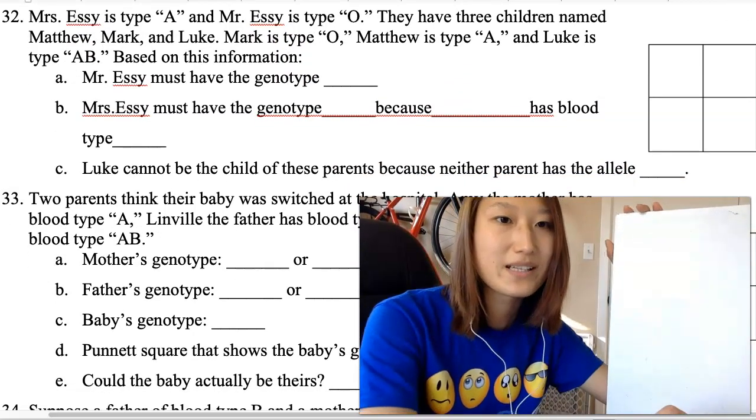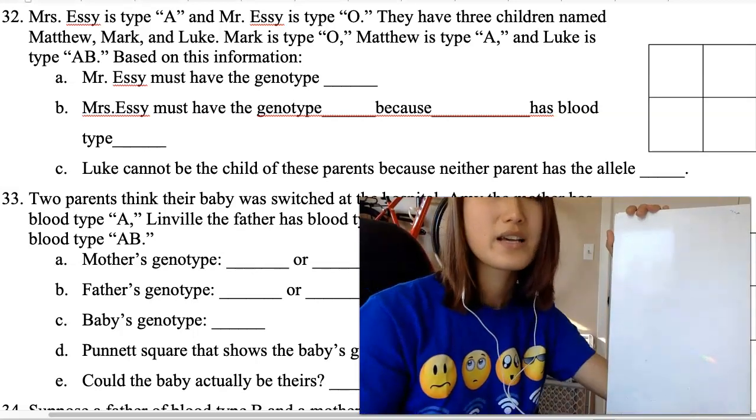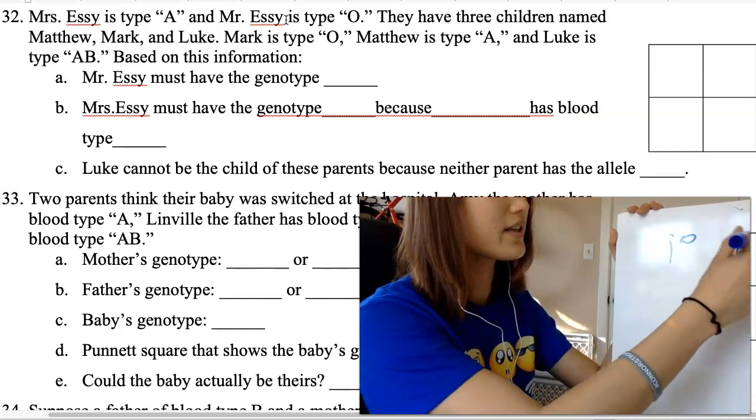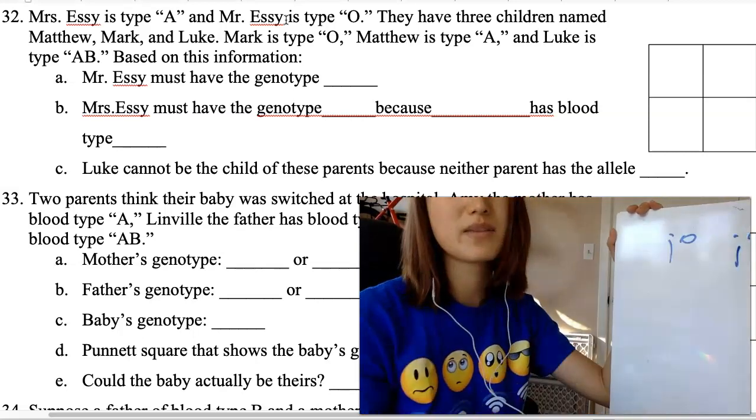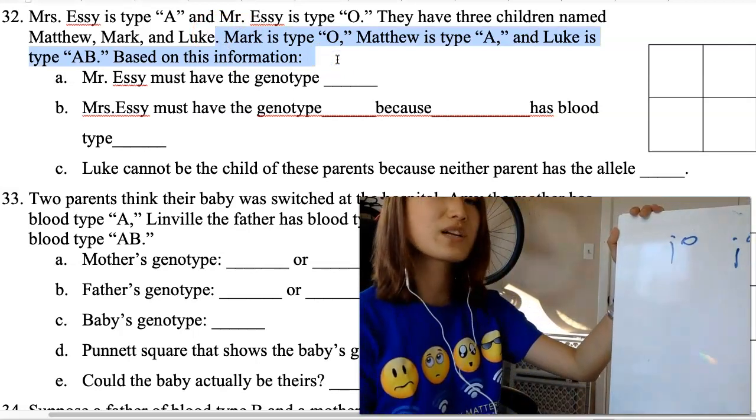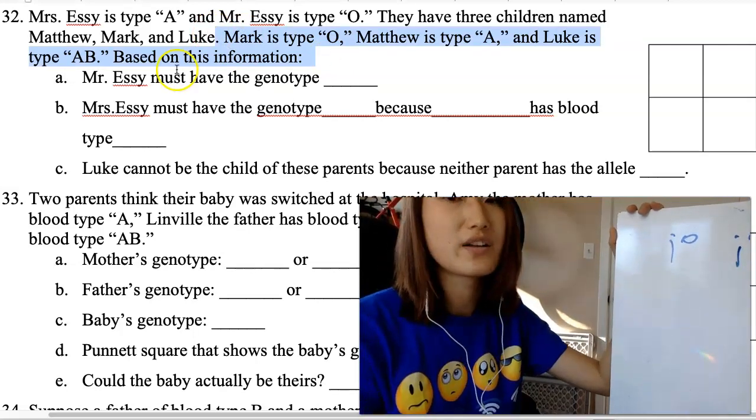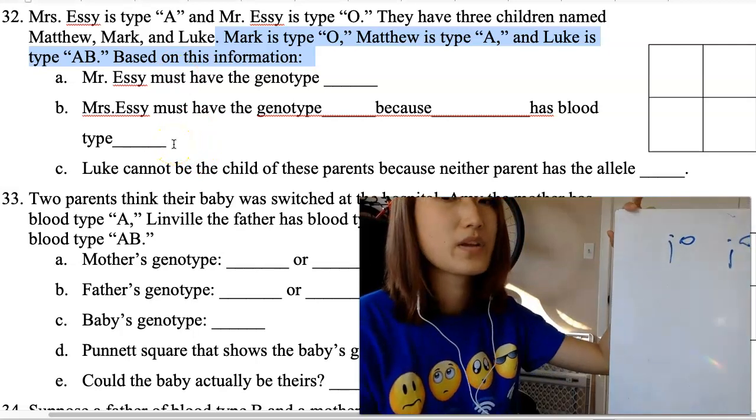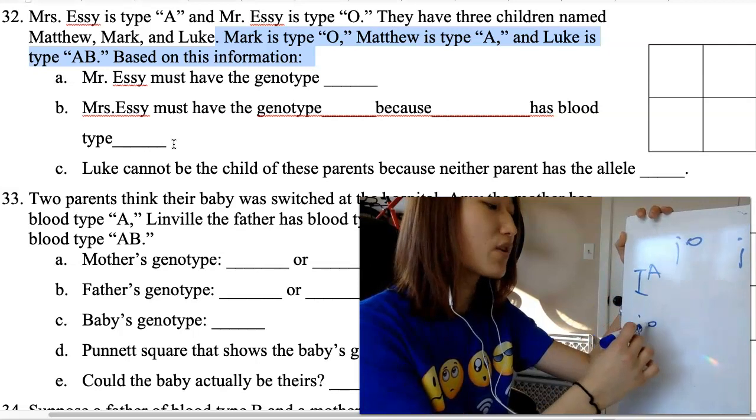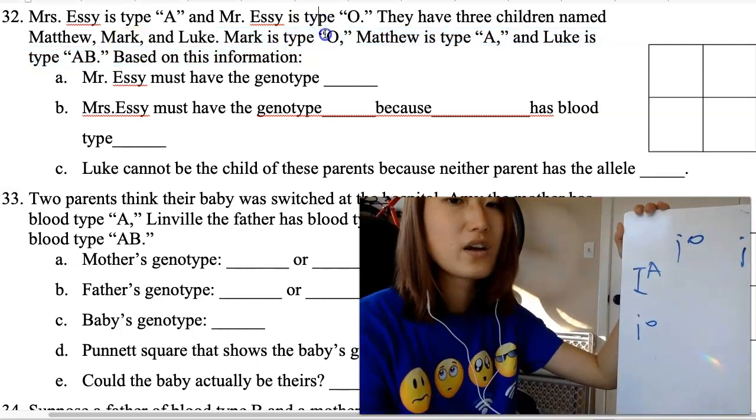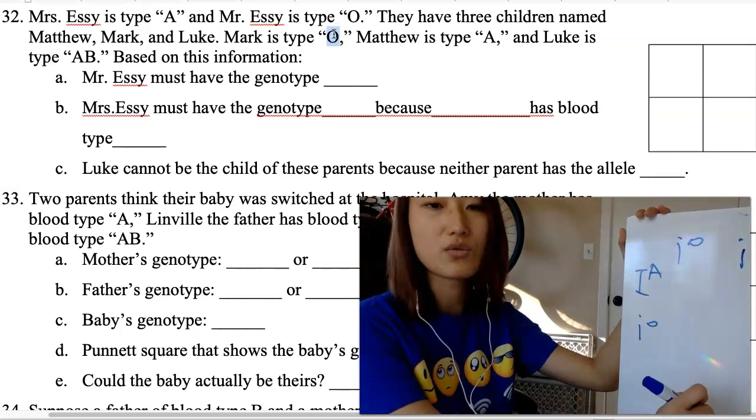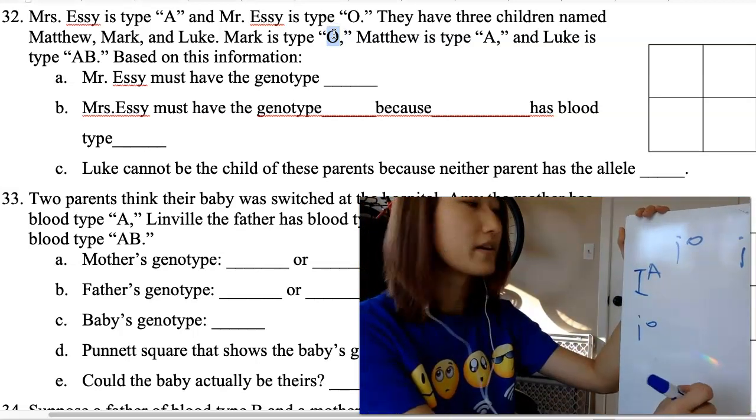So we have Mrs. Essie is type A and Mr. Essie is type O. So we know Mr. Essie is IO IO. We don't really know what Mrs. Essie is, but let's take a look. We have 3 children. We have a type O blood child, a type A blood child, and an AB blood type. Okay, so the only time that you can have this possibility is probably this, because we have a child that's O blood type, and the only time that you can have O blood type is when both parents give you blood type O.